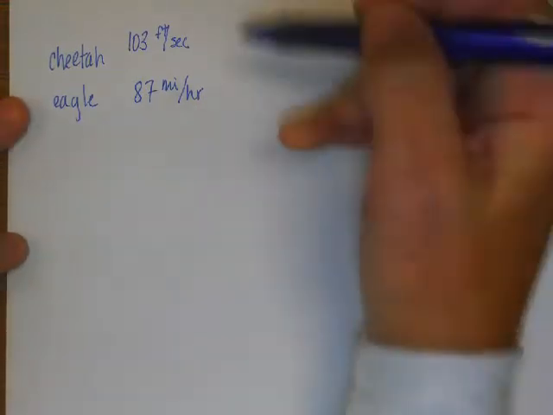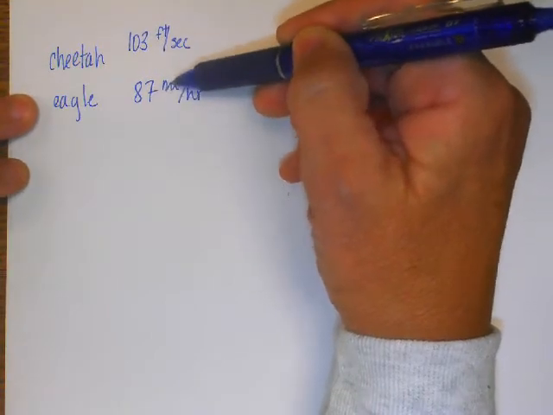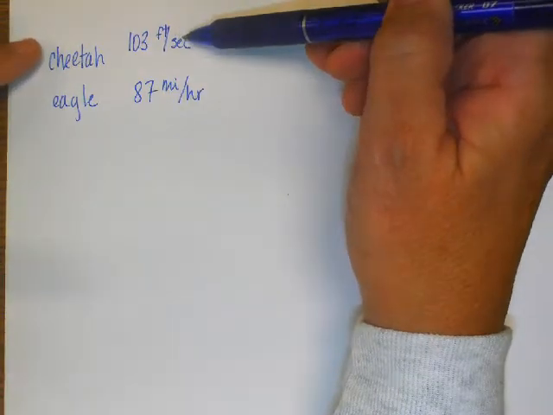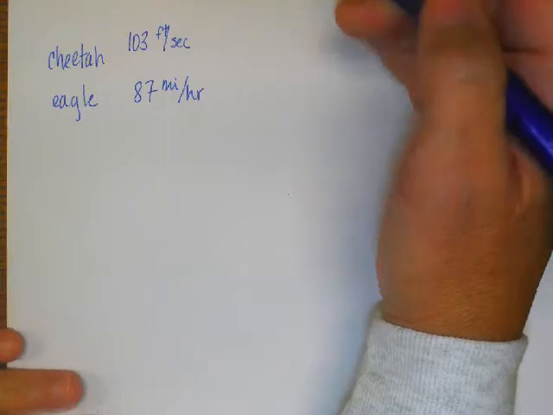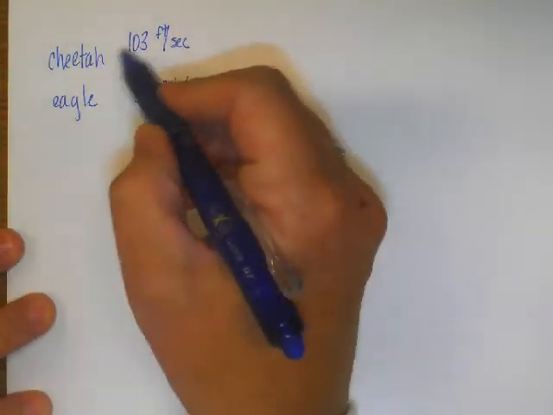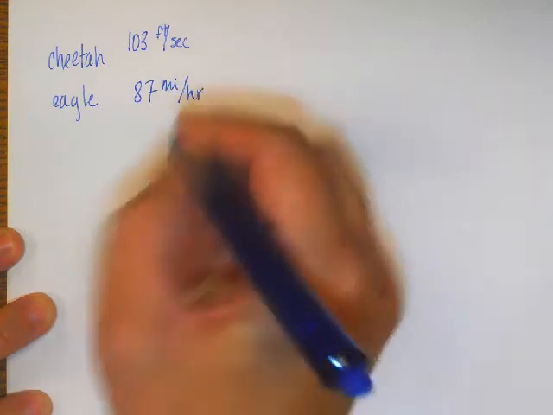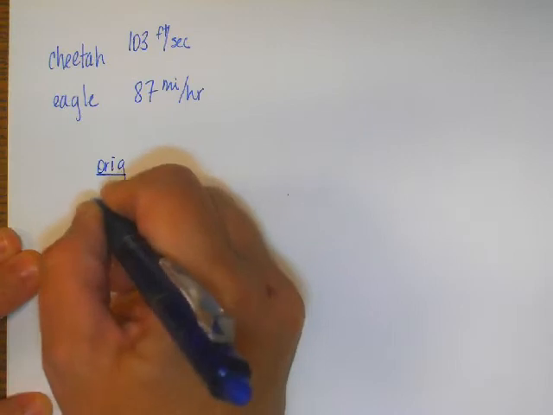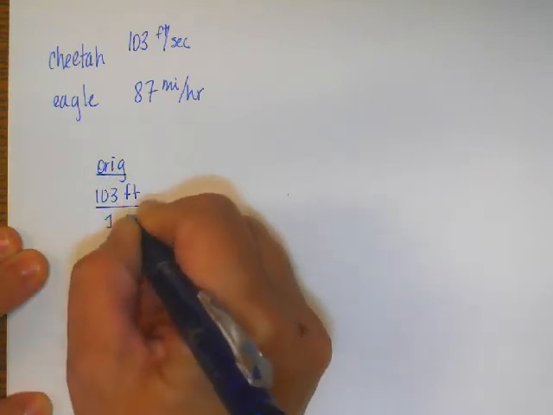Okay, so we know the cheetah is measured in feet per second. The eagle goes miles per hour. So I either need to change the eagle to feet per second or the cheetah into miles an hour so that we're comparing the same thing, because right now we're comparing apples and oranges. I'm going to change the cheetah from feet per second to miles per hour. So my original ratio is 103 feet for every 1 second.